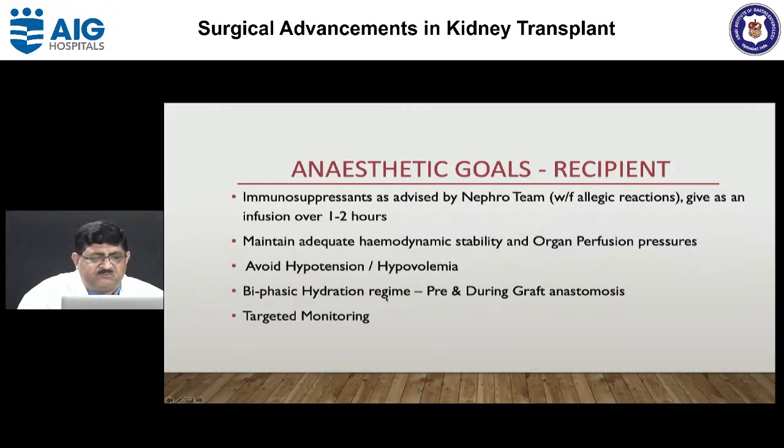Biphasic hydration regime is what we follow. There is pre-graft and post-graft. Generally, we give about 5 ml per kg and subsequently 10 ml per kg per hour. So almost about 30 to 35 ml per kg per hour of crystalloid is administered intraoperatively.